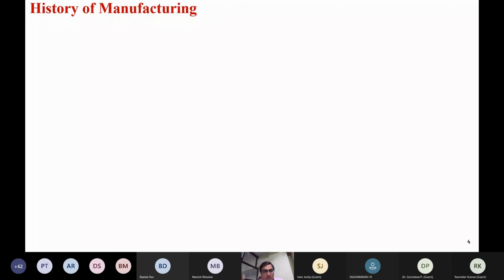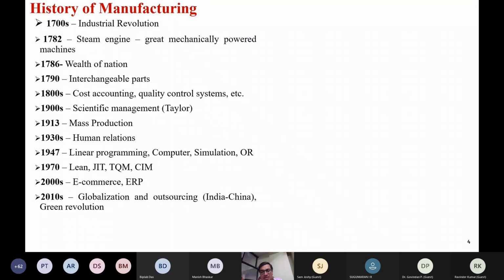In the 1770s, near about 1700s, the Industrial Revolution started, meaning industries came into the picture. They started making some products. Moving further, in 1782, the steam engine and great mechanically powered machines were introduced. That was the first invention, the steam engine.